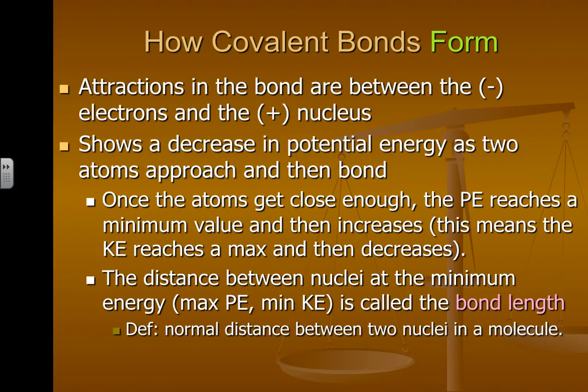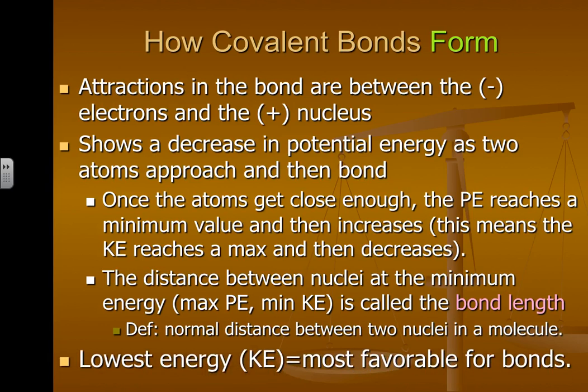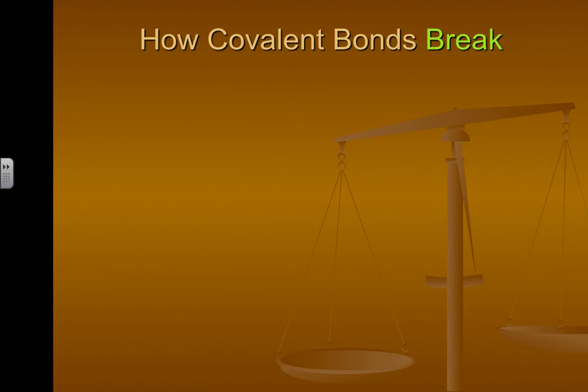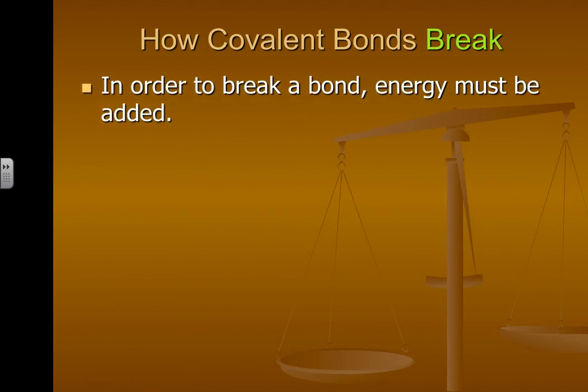Remember, we talked about bond length with covalent bonds before, that it was a covalent radius, and it was actually measured from nuclei to nuclei and then chopped in half. So the lowest kinetic energy is going to be the most favorable for bonds, because you don't want two atoms pushing away from each other because they would fly apart. So lowest kinetic energy, most favorable for bonds, and it factors in that whole thing about chemistry favoring stability and everything else in between. If we want to break a covalent bond, we've got to put some energy in.